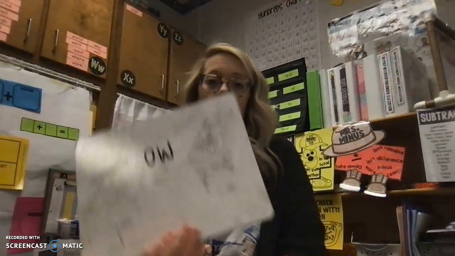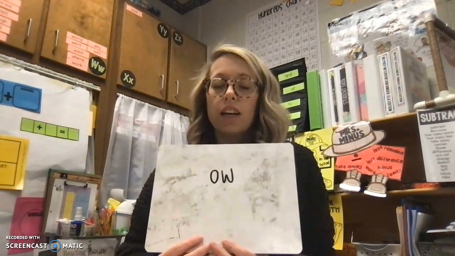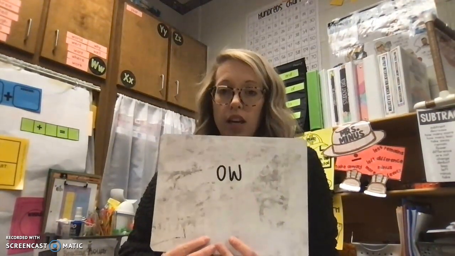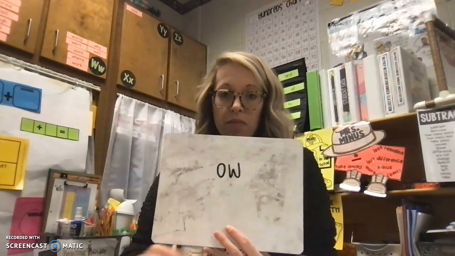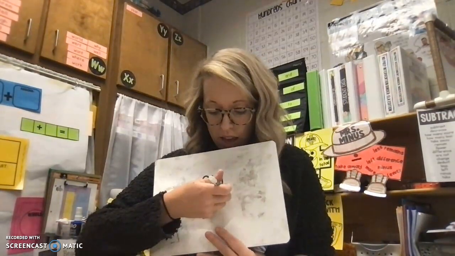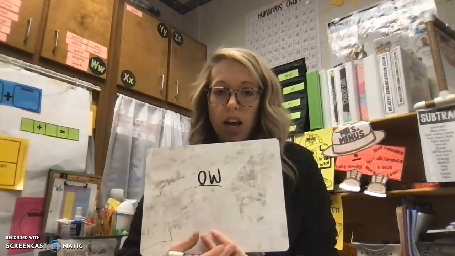And I don't have the card. I can go get it. It's over there. But digraph OW looks like this. Let me write it for you. So this is digraph OW. And the way we code digraph OW, because it makes the O sound, like in bow, like a hair bow, is you would code it with a line underneath the digraph, just like we code all the other digraphs. We just put a line underneath it.